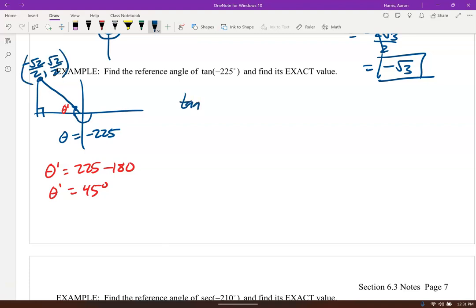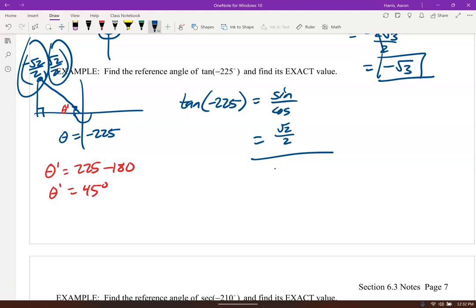And so the tangent of negative 225 would be the sine there over the cosine. The sine's the y, the cosine's the x. So you see how you got the same thing, except the top is positive, the bottom's negative. So this just ends up being negative 1.